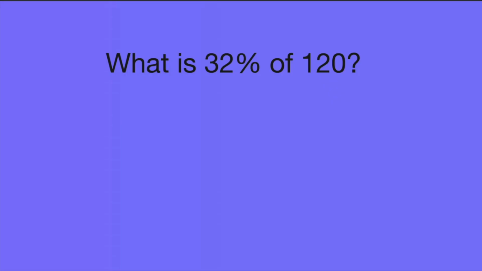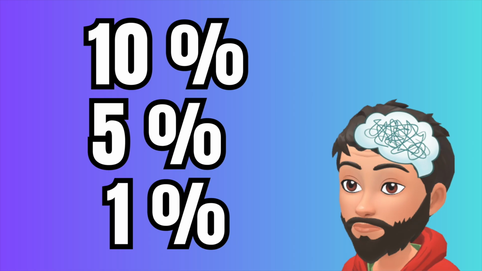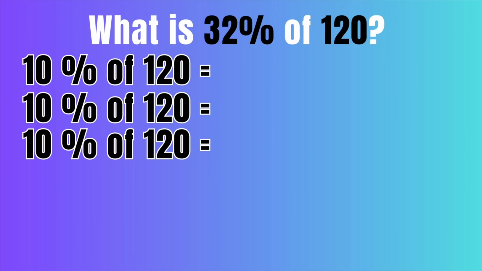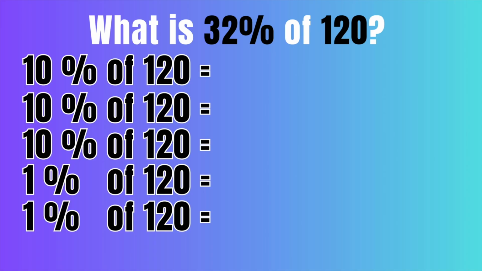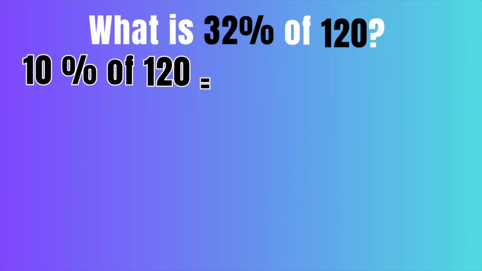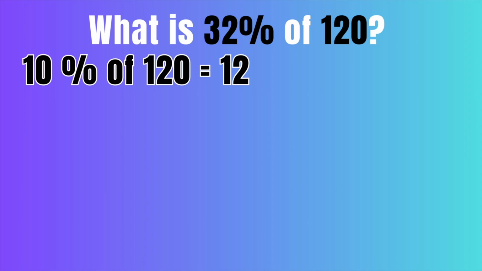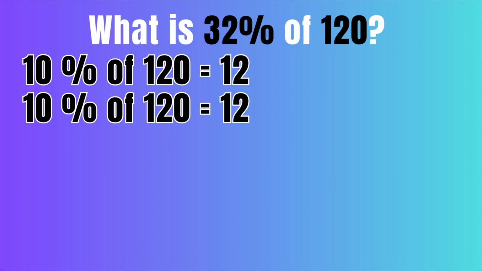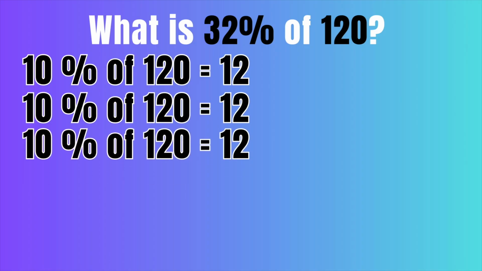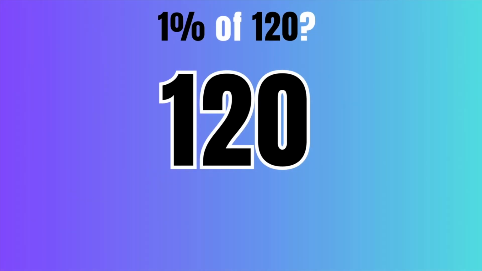What is 32% of 120? Now again, think about what is 10%, 5%, 1%. So we're trying to find 32% of 120, so I'm going to do 10%, 10%, 10%, 1%, 1%. 10% of 120 would be 12. Okay, we need 3 of those. So we need another 10% is 12. Another 10% of 120 is 12. So that's 10%, 10%, 10%. That's 30% so far. But now, how do I find 1% of 120?